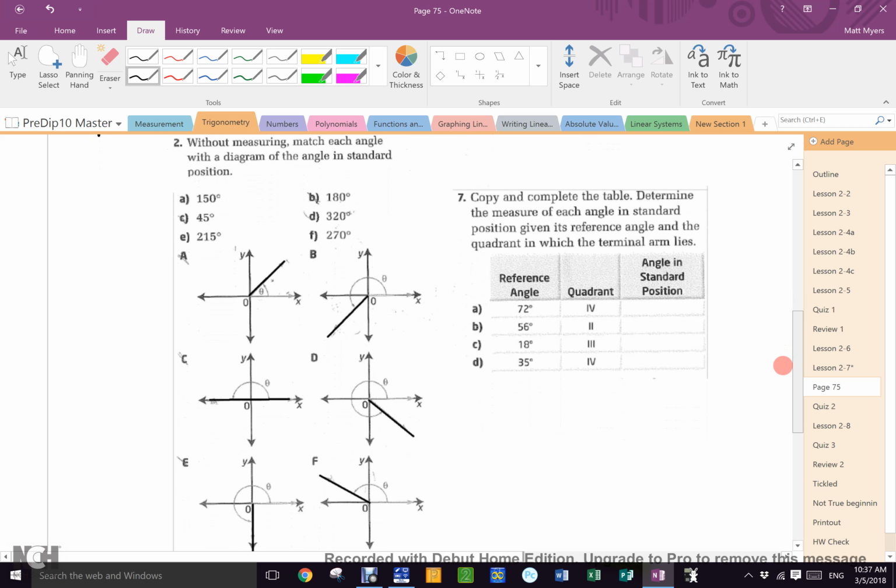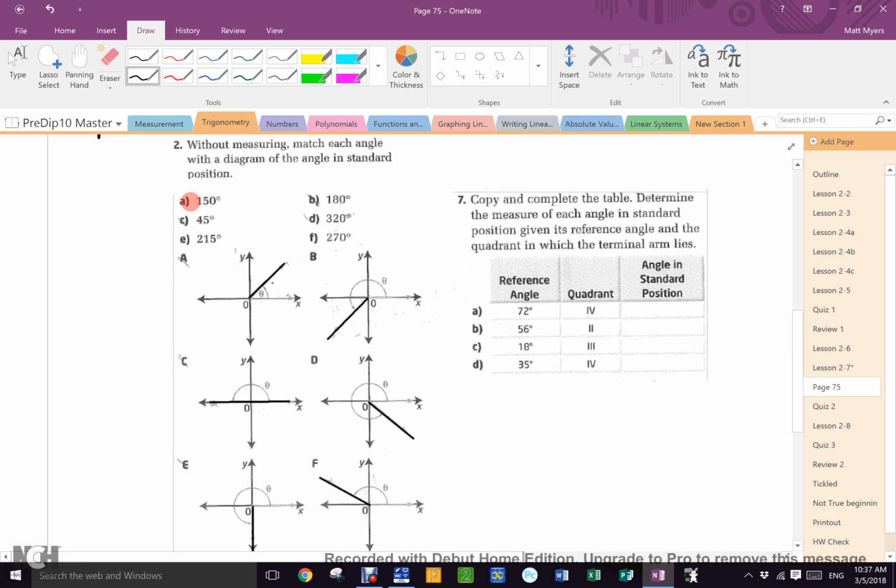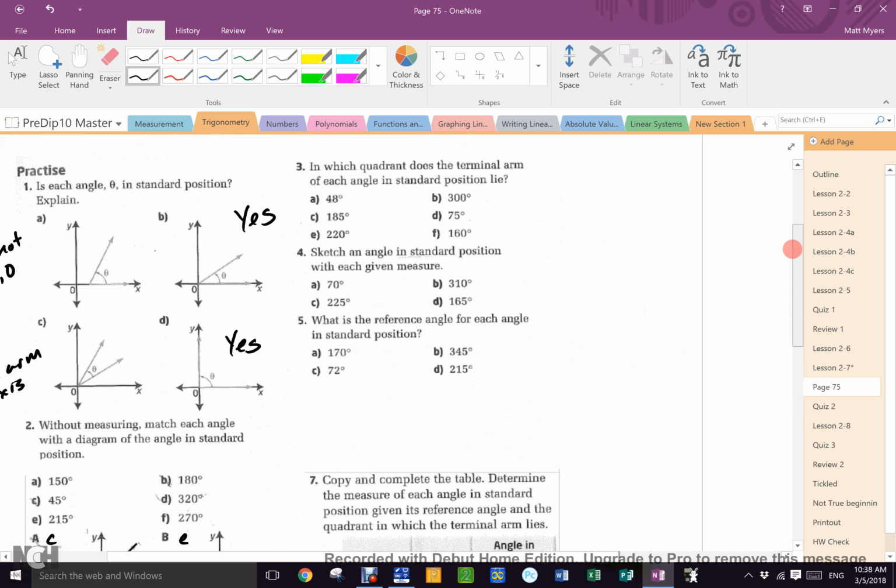Without measuring, find them. 150, where is it? A, B, C, D, E, or F? F, that's little a. Where is 180? C, there's little b. 45, A, little c. 320, D, little d. 215, B, little e we got up to. And F, E, little f. Lovely. Can we go on?